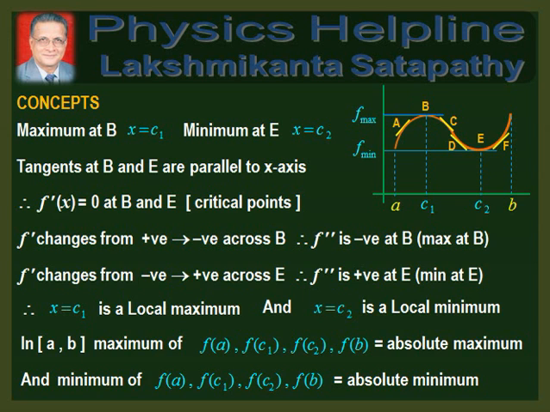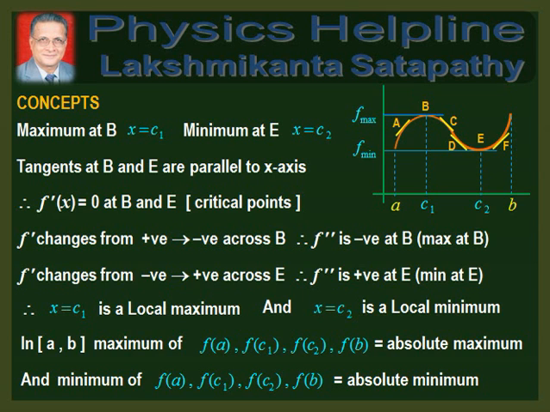First, for the maximum at B, consider 2 points A and C on the left and right of B and close to it. We observe that slope of the tangent at A is positive and that at C is negative, which implies that f dash x changes sign from positive to negative as we move across the point B.